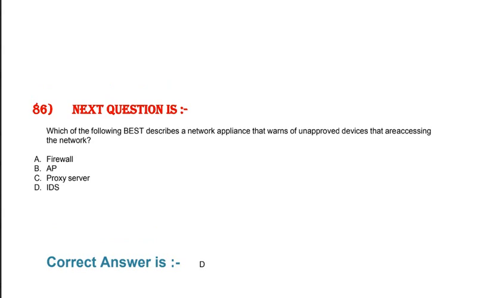Question is, which of the following best describes a network appliance that warns of unapproved devices that are accessing the network? Option A, firewall. Option B, AP. Option C, proxy server. Option D, IDS. Correct answer is option D.